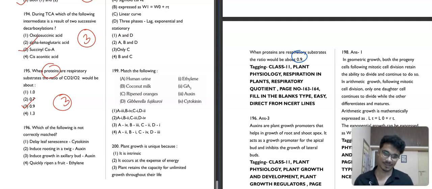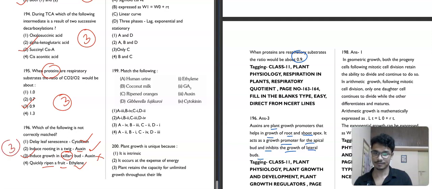Read this. If you can't answer this, you have to read the NCERT. Which of the following is not correctly matched? Delay in leaf senescence, cytokinin, correct. Induce rooting in a twig, auxin. Rooting in a twig is auxin. So it is also correct that auxin is a plant hormone that helps in the growth of root and shoot apex. It acts as a growth promoter for apical bud and inhibits the growth of lateral bud. So induce growth in axillary bud, no, it is not correct. Quickly ripen a fruit, ethylene. So it is not correct.